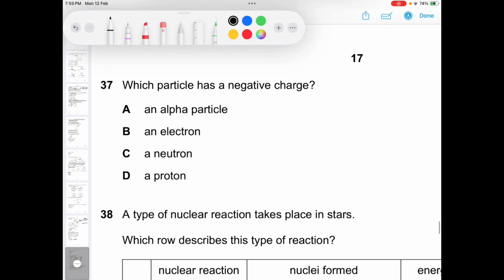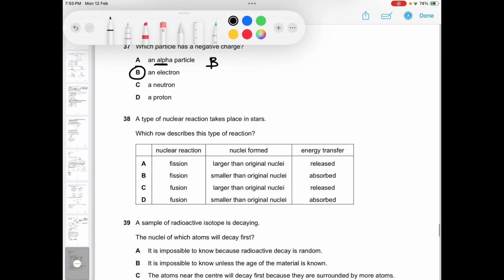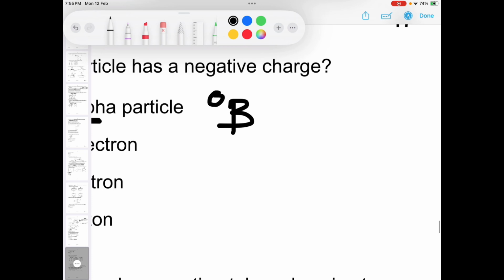Which particle has a negative charge? Obviously, it's an electron, or a beta particle, not an alpha particle. It has a charge of 0, -1.